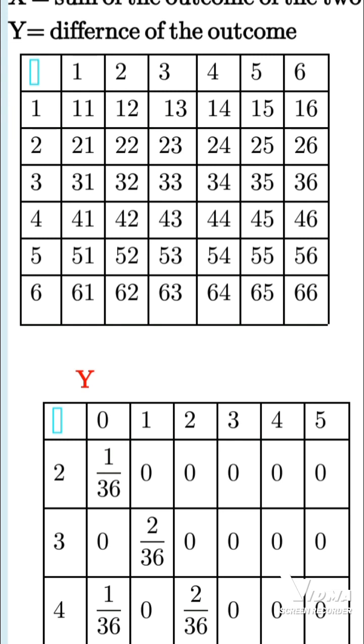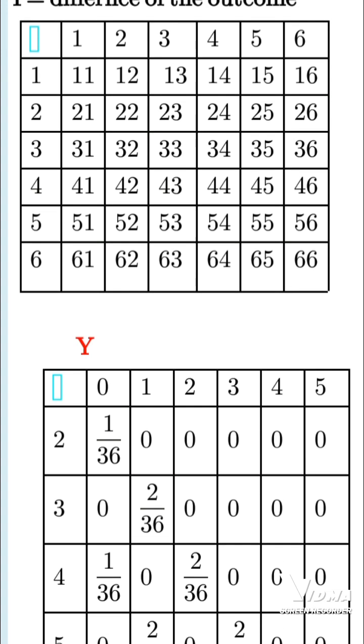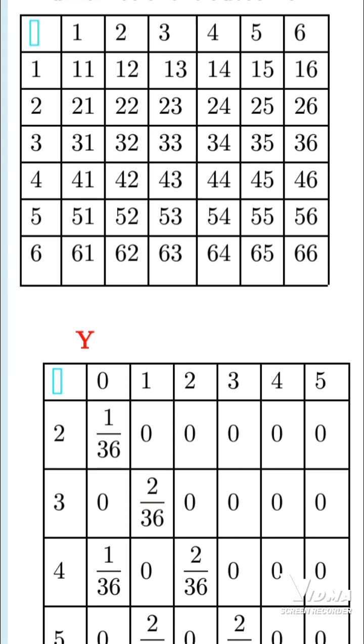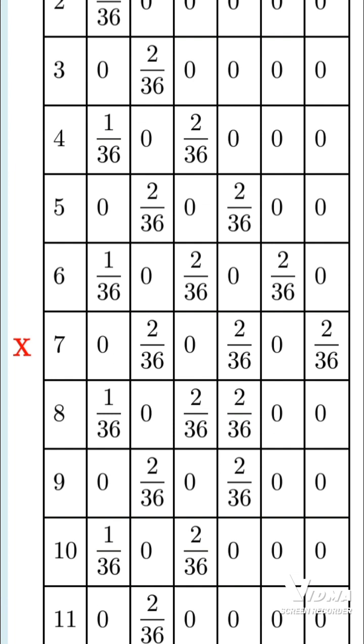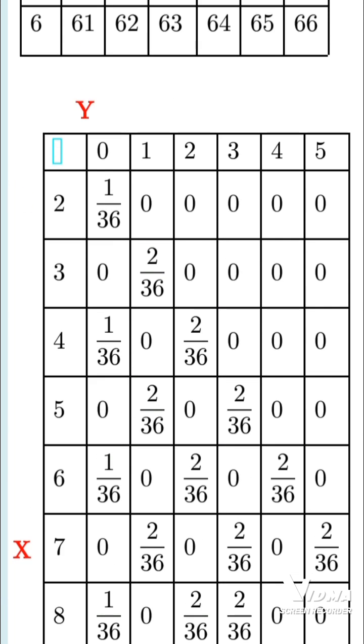And for the sum of the outcome, we have 1 plus 1, we have 2, then we have 1 plus 2, 3, 1 plus 3, 4, 1 plus 4, 5, 1 plus 5, 6, 1 plus 6, 7, 2 plus 6, 8, 3 plus 6, 9, and 6 plus 6 up to what? Up to 12. That can only be the sum of the outcome.